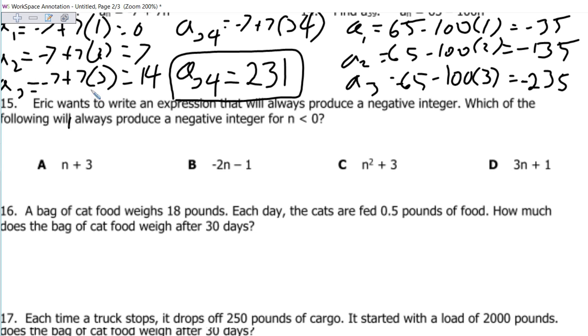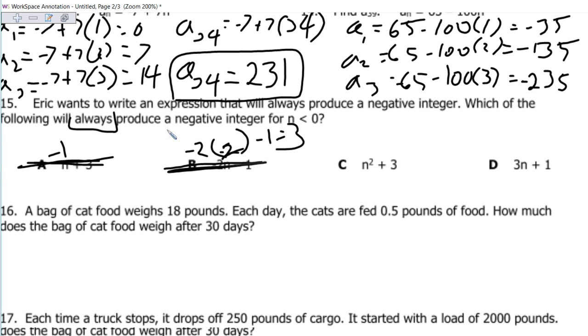So, on A, if we plug in a negative 1 here, negative 1 plus 3 is going to be 2. Okay, positive 2. So we can't use A. Okay, we're looking for something that's going to produce a negative number no matter what. And we have to use a number that's smaller than 0. So, the next one, let's try that. So let's try negative 2 here. Okay, and I'm just picking random numbers. So we got negative 2 times negative 2 minus 1. Negative 2 times negative 2 is 4. 4 minus 1 is 3. That's positive. That doesn't work.